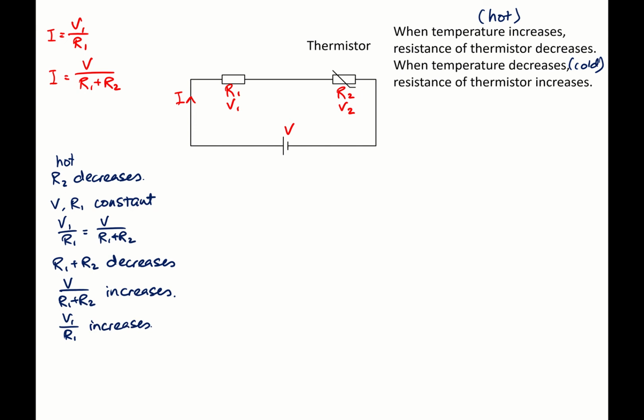And we know R1 is constant. Therefore, V1 has to increase. And we know V equals V1 plus V2. So, if V1 increases and V is a constant, that means V2 must decrease. Again, we analyze piece by piece, slow and steady, progressively. Hot, R2 decreases, and hence V1 increases and V2 decreases.